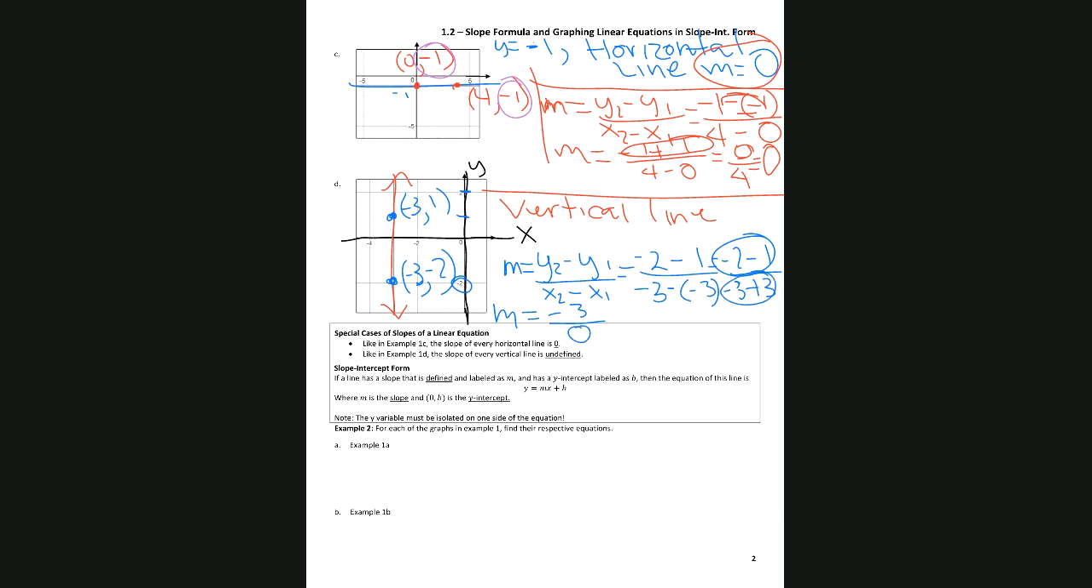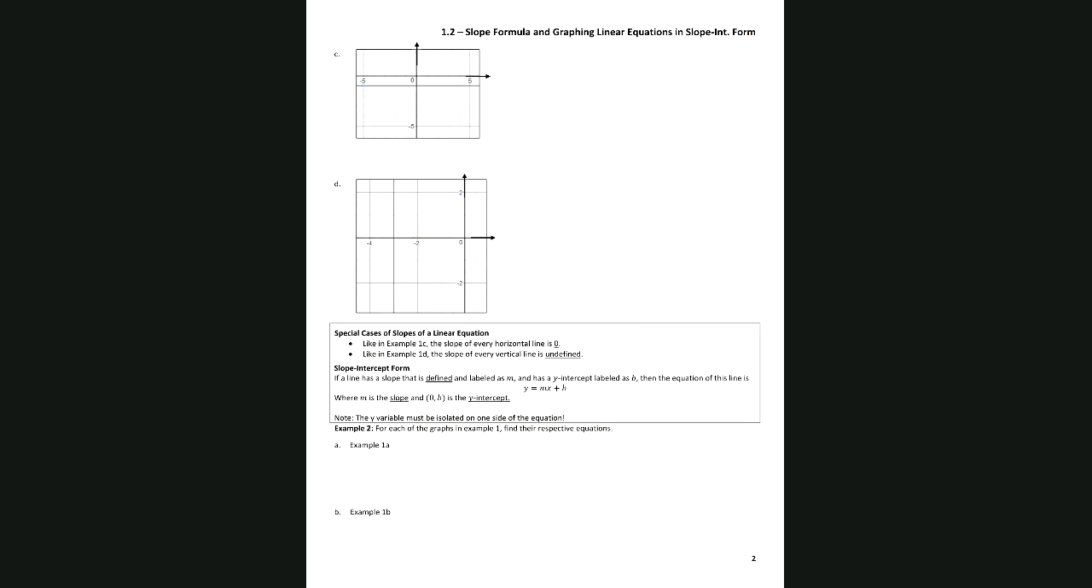Now, anytime you have a number, any number divided by 0, it will be undefined. So what I need you to remember from here is that for any horizontal line, the slope is going to equal 0. And for any vertical line, the slope is undefined.